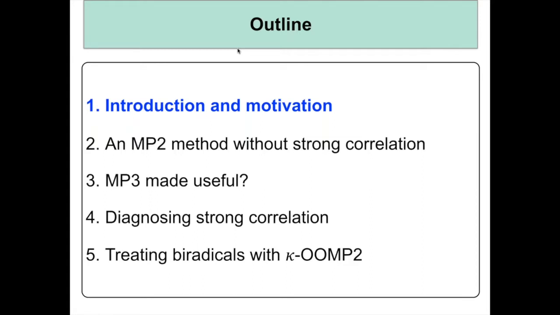So we will finish up diagnosing strong correlations and looking at some biradicals, and then finish up by just talking about when you might want to try and use this instead of density functional theory. It is available in the current released version of Q-Chem, and you can play around with it, and I hope you find it useful.